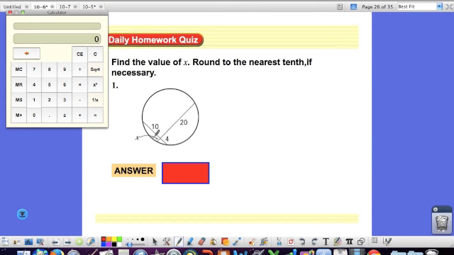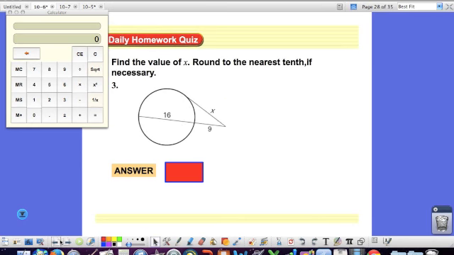So now for the daily homework quiz, round to the nearest tenth if necessary. They want us to find the value of x. So this one is pretty simple. 4 times 10 is 40 equals 20x. Divide both sides by 20, x equals 2.